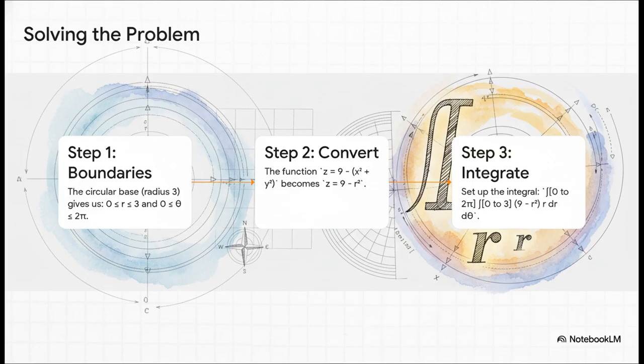And just watch how beautifully this all falls into place. So our radius, r, is going to go from the center out to the edge, so that's 0 to 3. Our angle, theta, needs to go all the way around the circle, so that's 0 to 2 pi. And our function, 9 minus x squared plus y squared, just becomes 9 minus r squared. So simple. Now we just put all the pieces together for our integral, and what's the one thing we can't forget? Our secret weapon, that extra r.